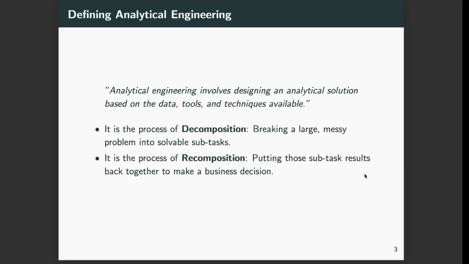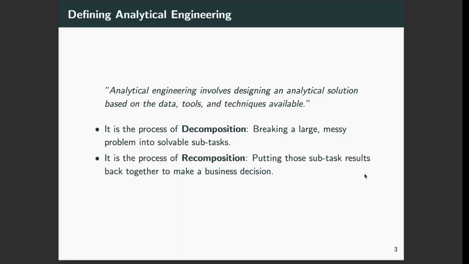But let me unpack it, because there is a lot inside those words. First, notice the word designing. Engineering is not just computing, it is designing. You are making choices about how to decompose a problem, which data to use, what assumptions to make, what to simplify. Every engineering decision has trade-offs, and good engineers navigate those trade-offs consciously and transparently.